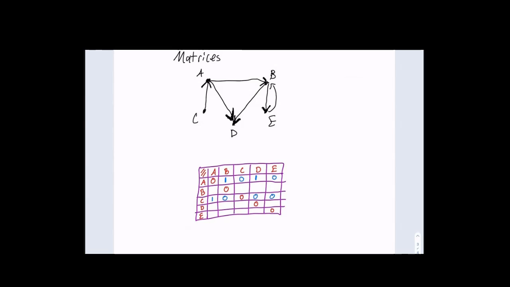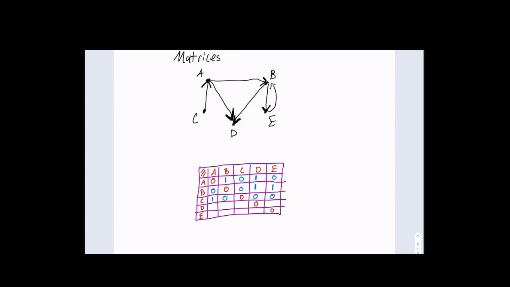Does B talk to anybody? B flows to D, and B flows to E. Those are the only two that B talks to. So zeros on my other ones.